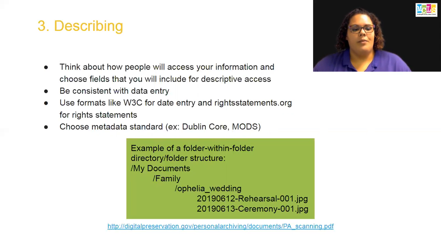And then at the bottom, there's an example of a folder within a folder structure. If I have Ophelia's wedding and I have these photos from her rehearsal and her ceremony, for my consistent data entry, I want to start out with the year, then 2 digits for the month and 2 digits for the day, followed by a descriptive term, and then the rest filled in like that. That will keep it very consistent, and the dates will line up very nicely with that format, because then it will go in order by the date.